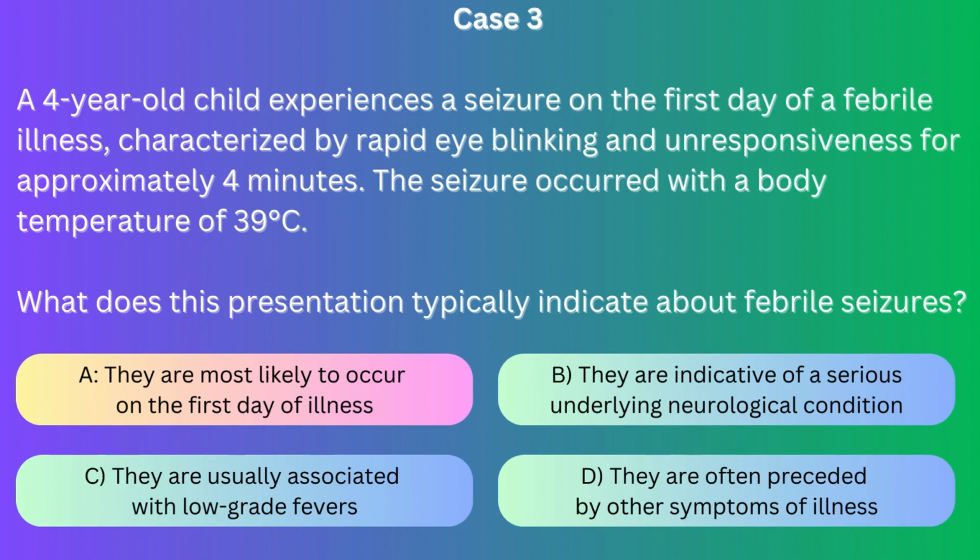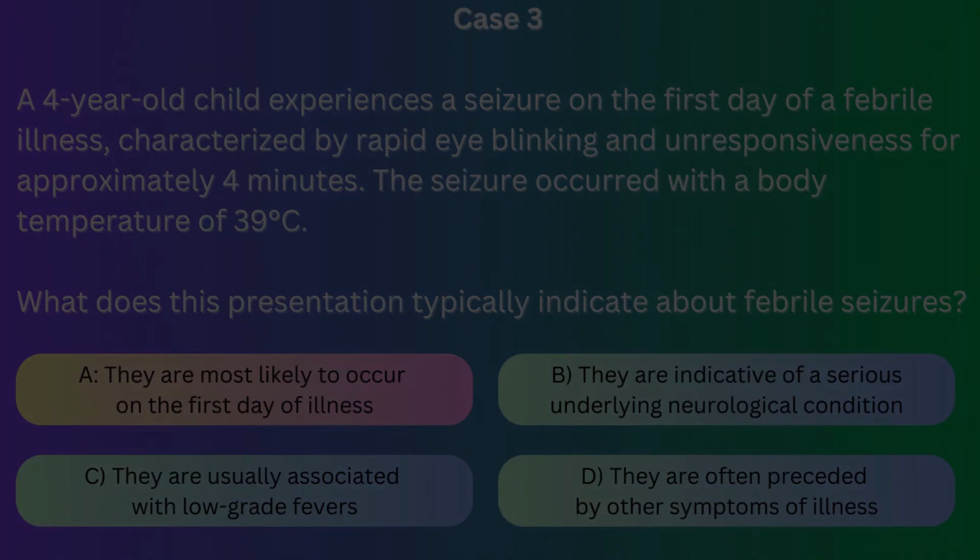Febrile seizures are typically not indicative of a serious underlying neurological condition, which makes them distinct from other types of seizures. Febrile seizures are associated with high fever, usually above 38 C, and not necessarily with low-grade fevers. While febrile seizures can be the first symptom of illness, they are often not preceded by other symptoms, which is evident in this case.